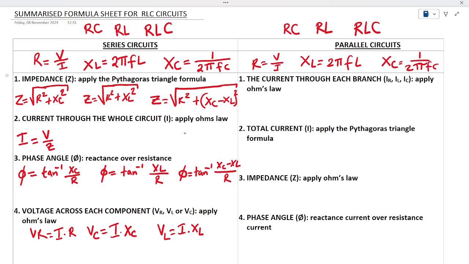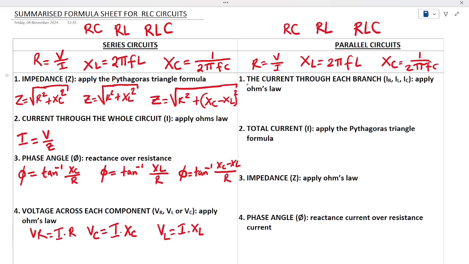Okay, parallel circuits. First of all, you need to know how to calculate the currents going through each component, because in a parallel circuit, if you are dealing with an RC circuit, it means the resistor is in parallel with the capacitor. If you're dealing with an RL circuit, it means the resistor is in parallel with an inductor. If you're dealing with an RLC circuit, it means the resistor is in parallel with an inductor, which is in parallel with a capacitor. That is 3 components.